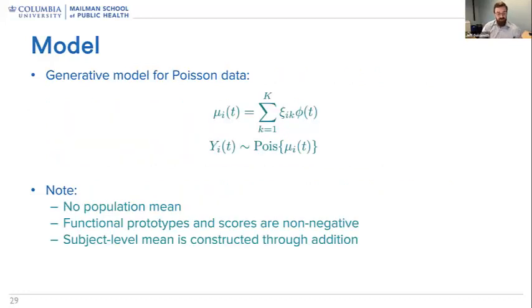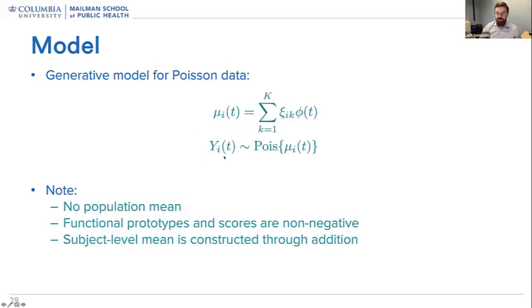The model that Daniel came up with says that the subject-specific mean is a combination of scores, c_ik, and prototypes. I'm being careful not to call these principal components. The model is different. Functional prototypes here describe the direction of the patterns that exist in the data, and this should be subscripted by k, I apologize. And given these things, there's no subject-specific mean. We're going to say everything starts at zero and multiplies the prototypes and then adds up to become whatever that subject-specific mean is.